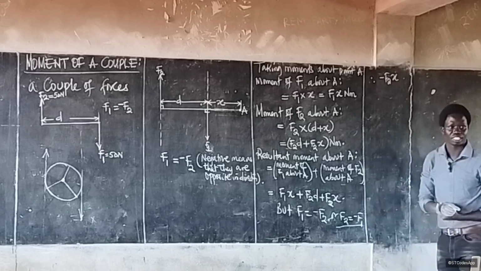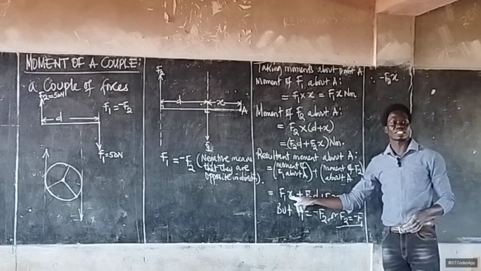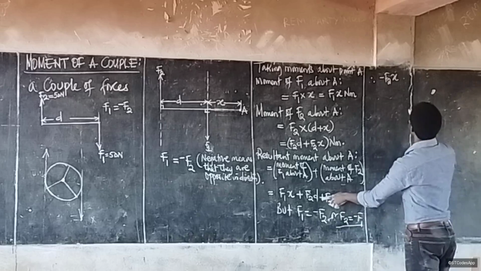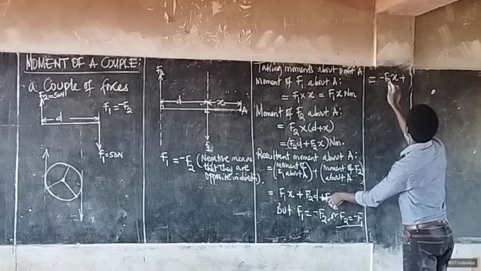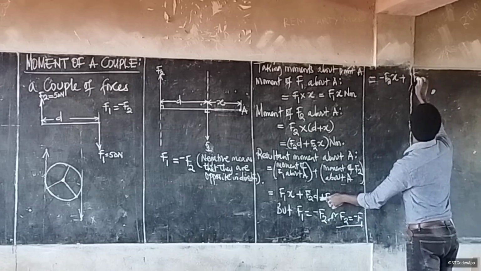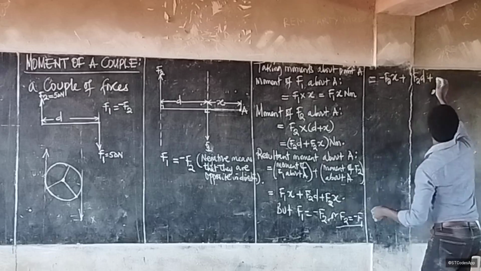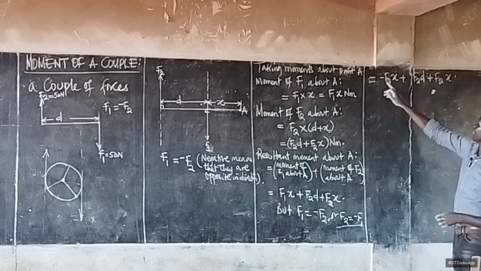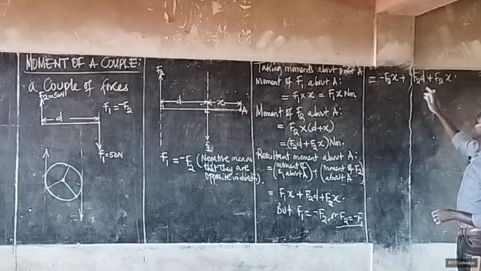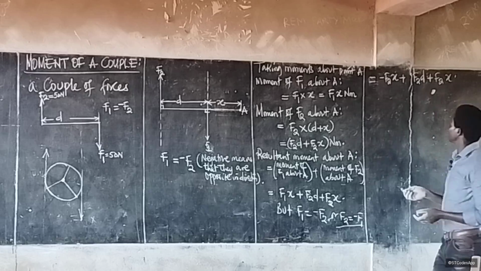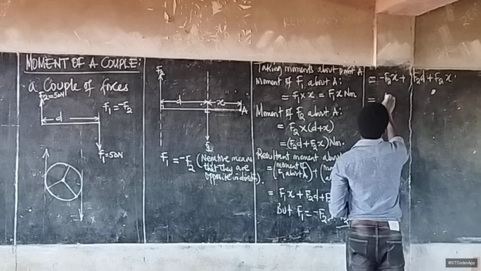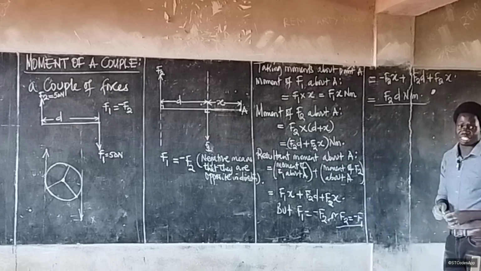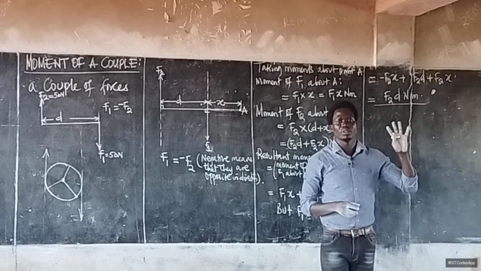Now X. I think that this one now becomes negative F2X. We have replaced F1 with the negative of F2. Plus, this would be equal to plus F2D plus F2X. Do you see that? You'll see that negative F2X plus F2X will die out. So the answer becomes F2D, in Newton meter.